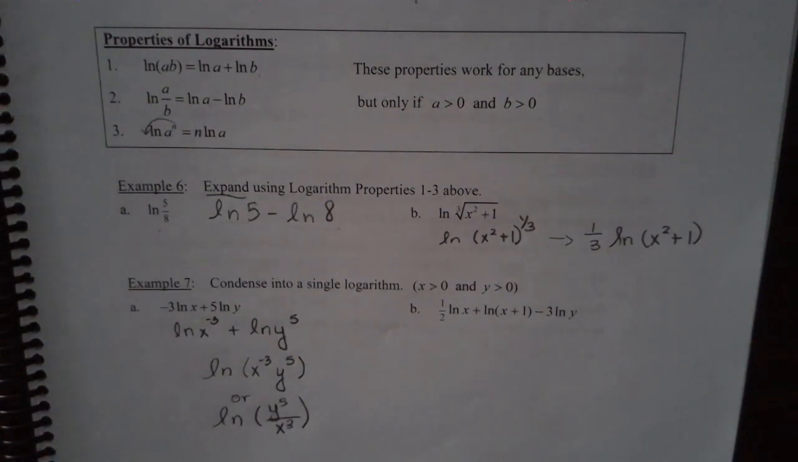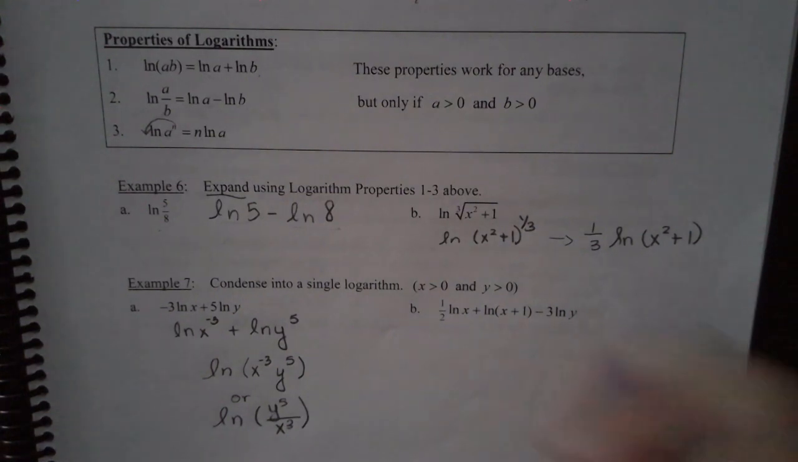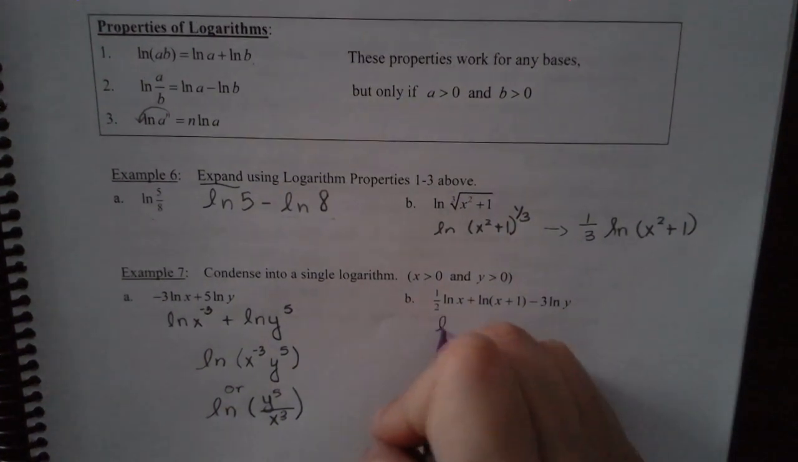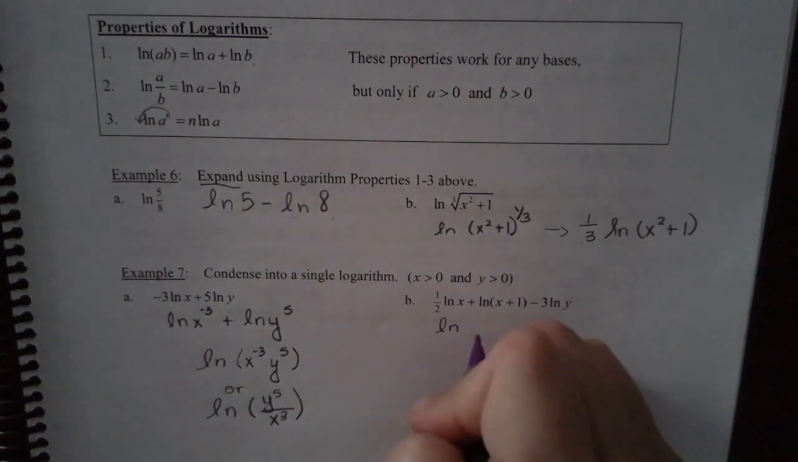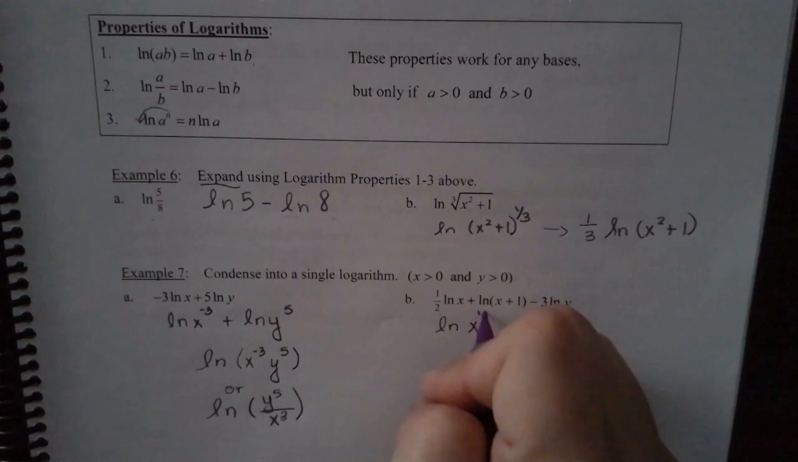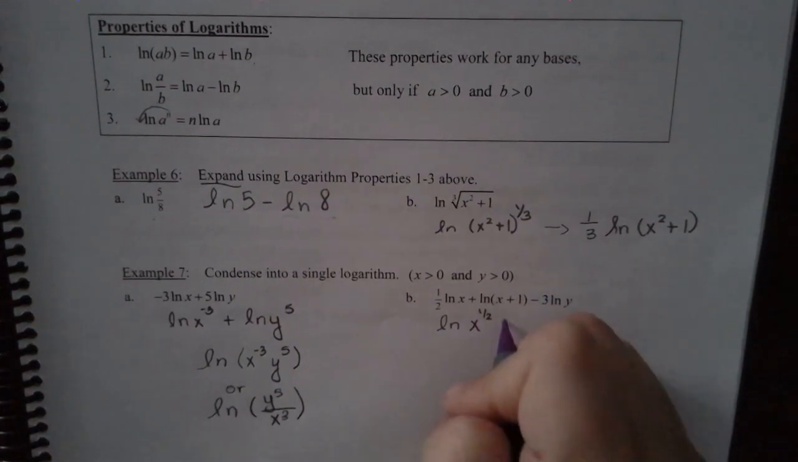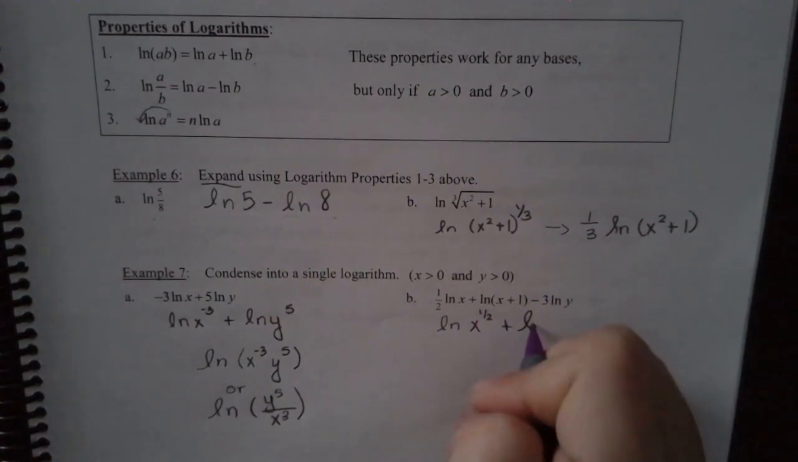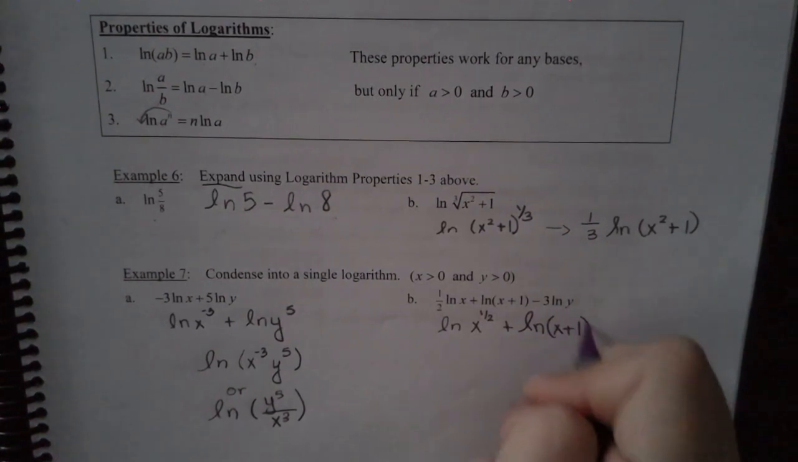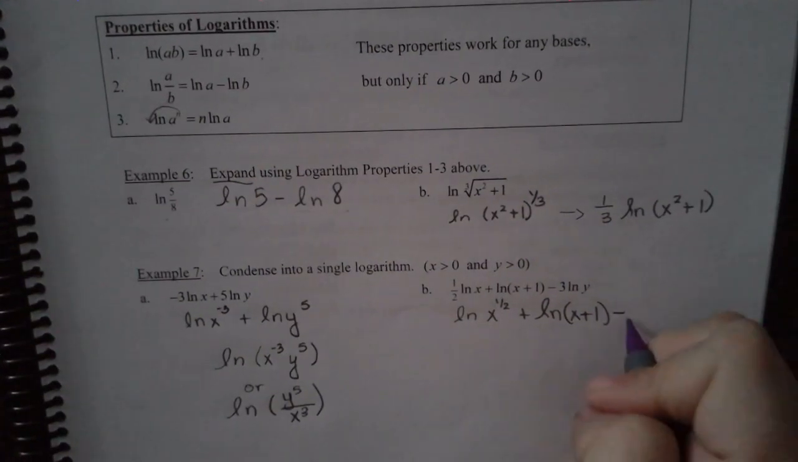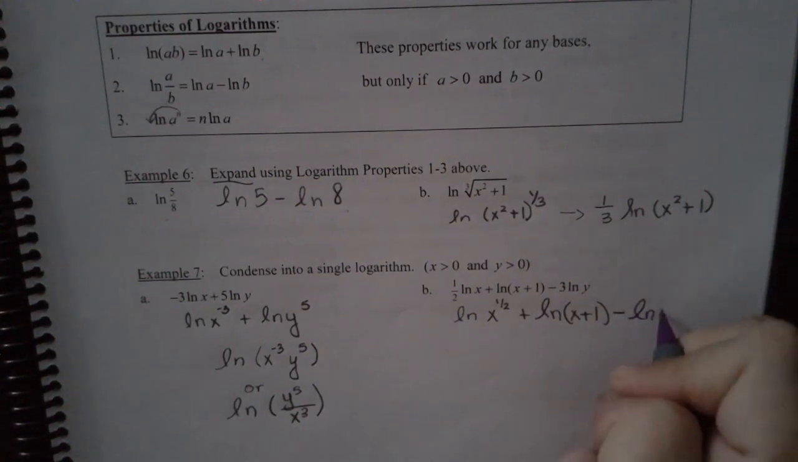Alright, B. Let's first do our exponents. So we have ln x to the 1/2. Well, what is x to the 1/2? It is the square root. Either you can keep it as the square root or keep it as x to 1/2. Either way is fine with me. Okay, we're not switching anything there, so it's still x plus 1 minus ln y to the third.